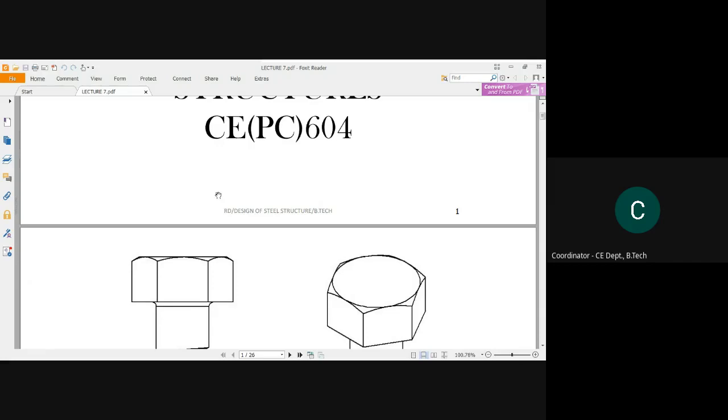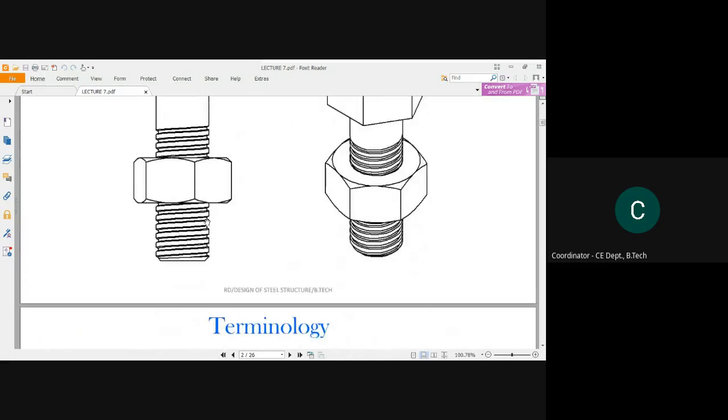Rivet, bolt, welding connection. Okay, so today we will learn vastly about bolting, about the fasteners. Under fasteners, which connections come, like bolts and rivets. So these are the fasteners. We will learn about these, and the Indian Standard Protocol, what the standardized parameters are that you need to follow during designing with those particular connections.